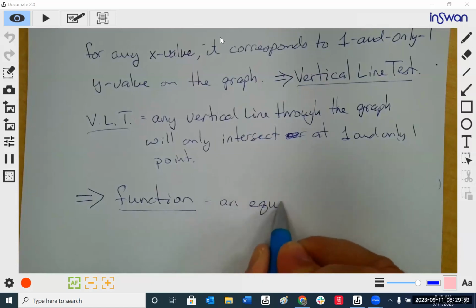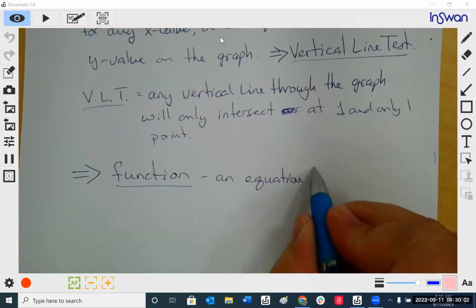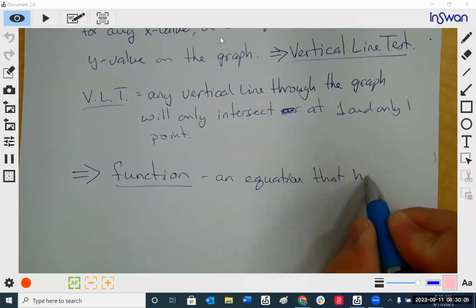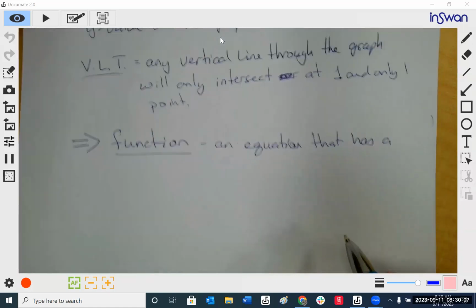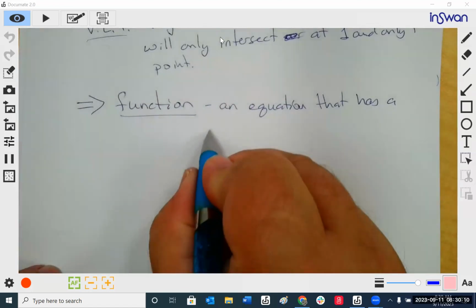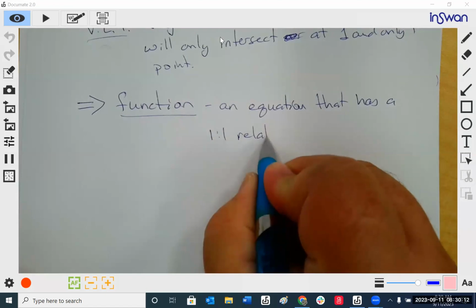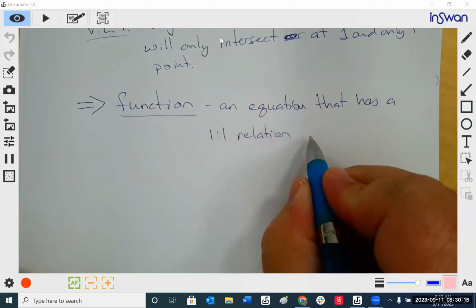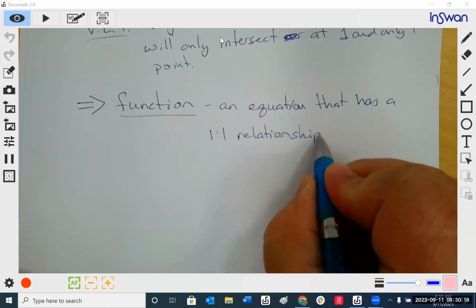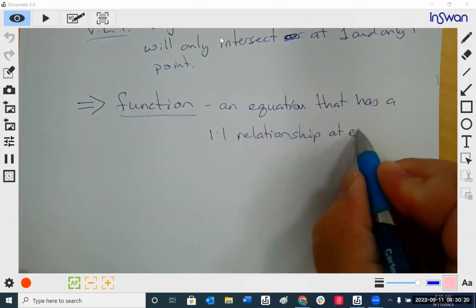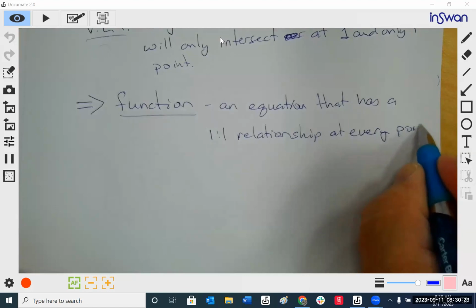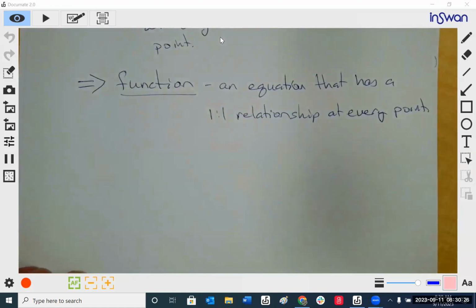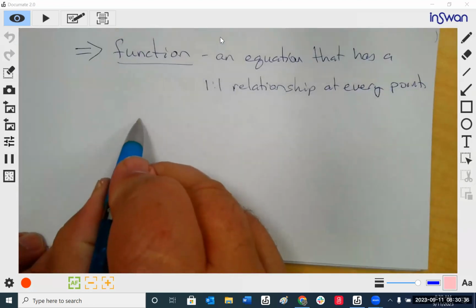It's an equation that has a 1-to-1 relation at every point. That's what we call a function. I know in high school and junior high, when you first learned about functions, you would see something that looks like this.